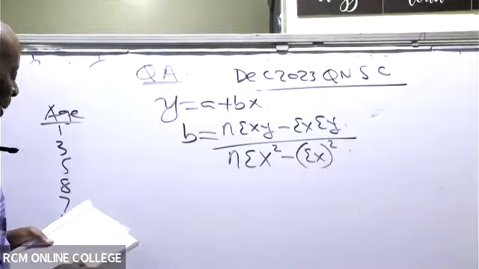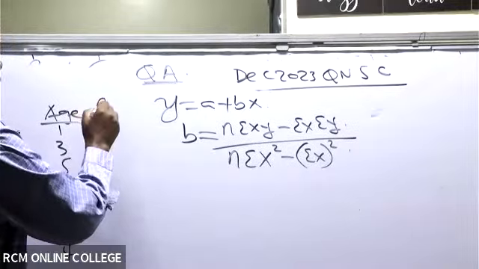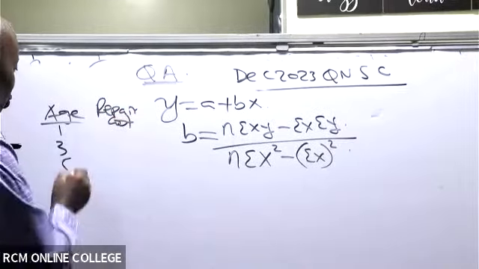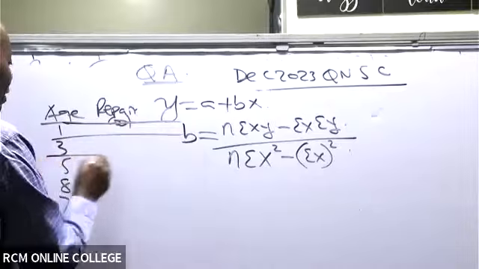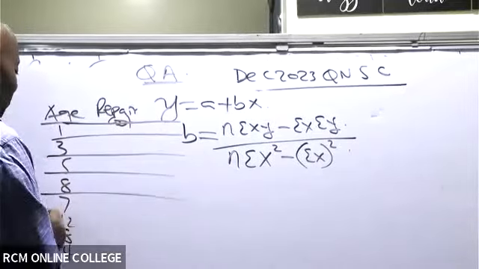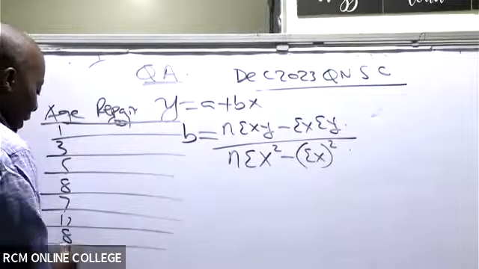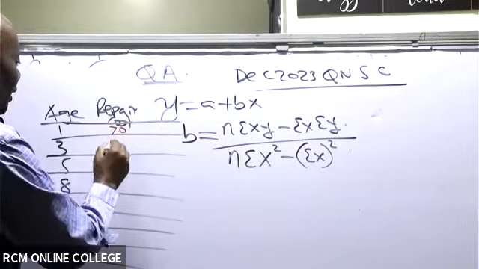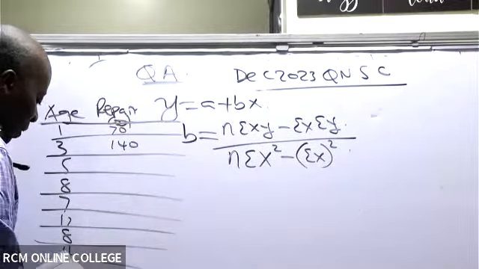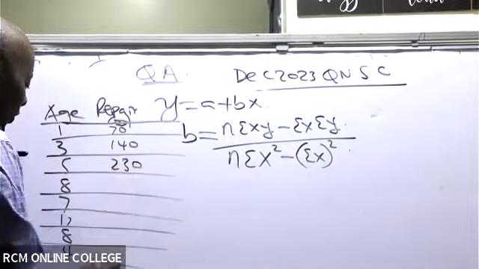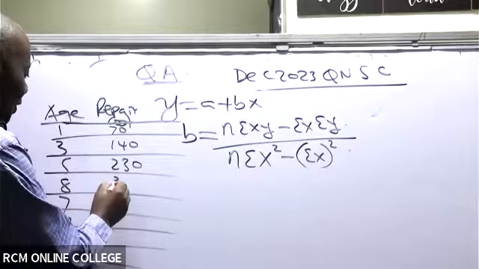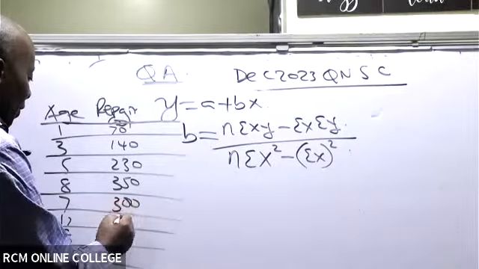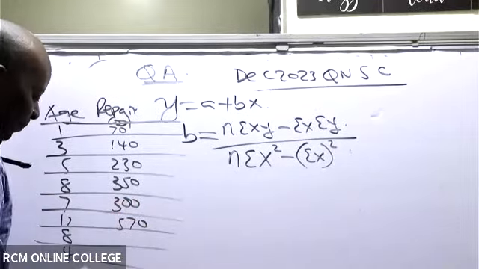And then we have a repair cost. What do we have here as our repair cost? The first one is 70. Then we have 140, then 230, then 350, 300, 570.